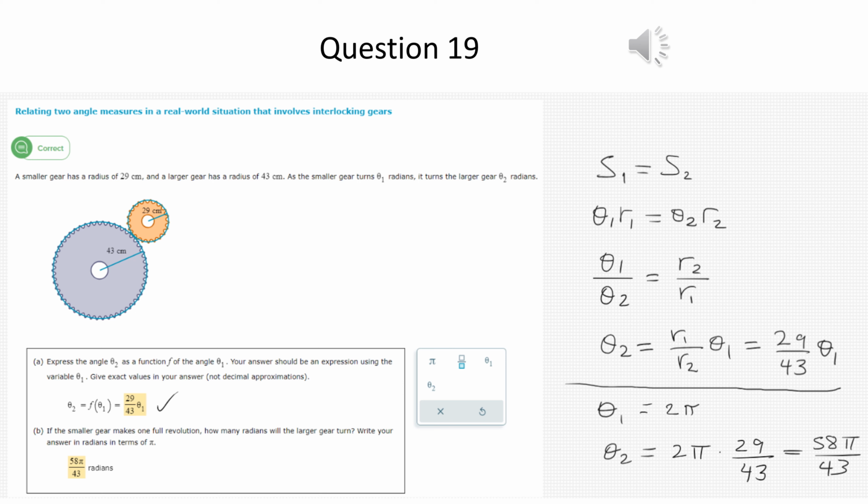Suppose now one revolution. Theta 1 is equal to 1 revolution. How many degrees? How many radians? Sorry. We obtain under this condition the theta 2, which is the large one. So, substitution: 29 times 2 pi, 58 pi over 43. Cool.